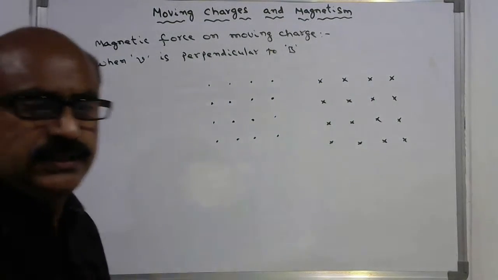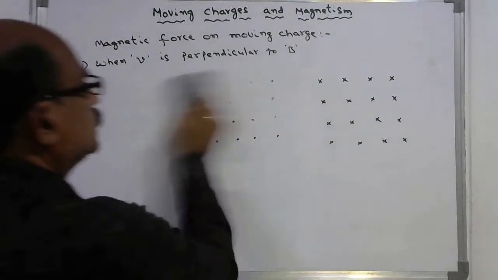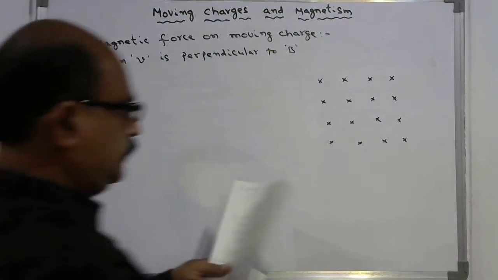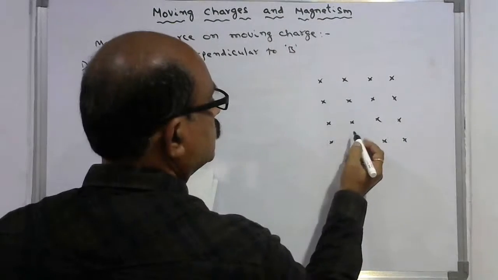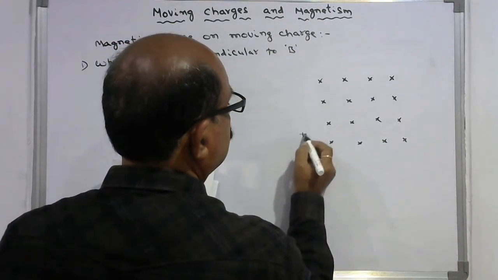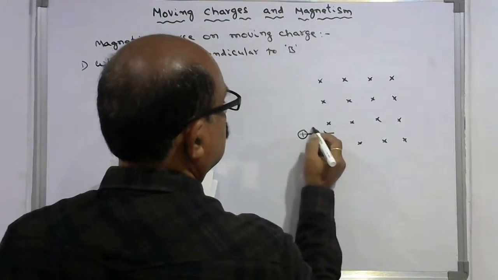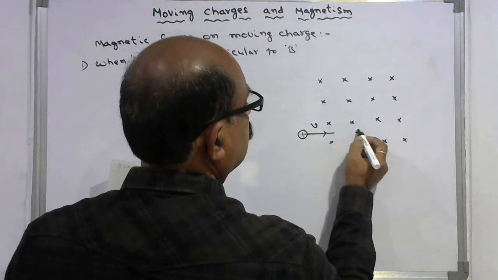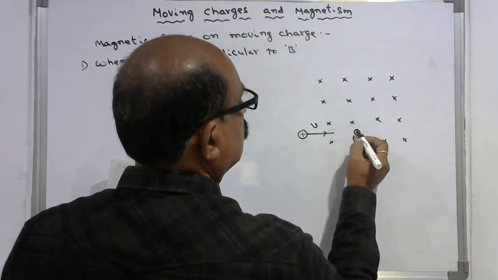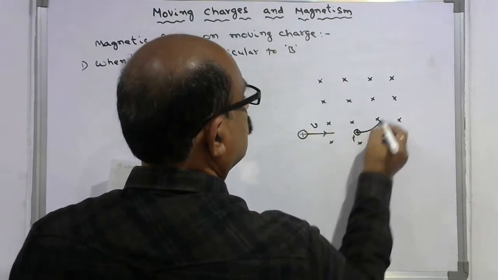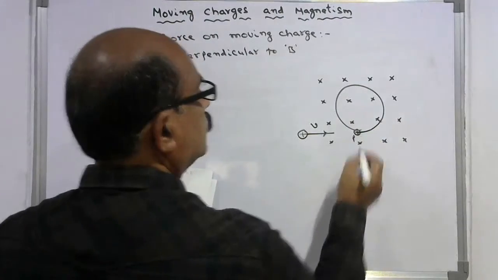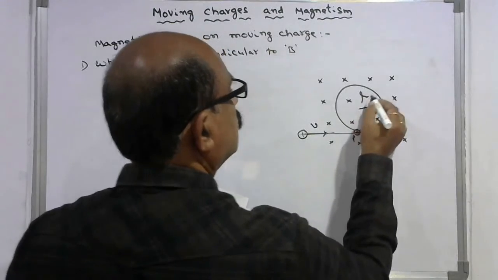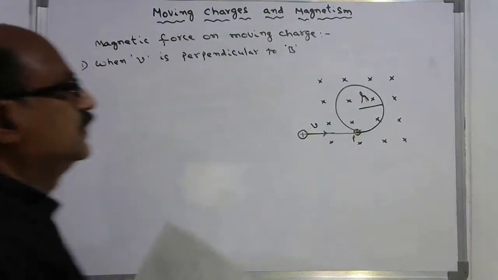So when the field is in this direction, if the charge is moving normal to the direction of the field, then what happens? If the charge enters the field with a certain velocity, it starts at a point P, and it moves in a circular path of radius r.